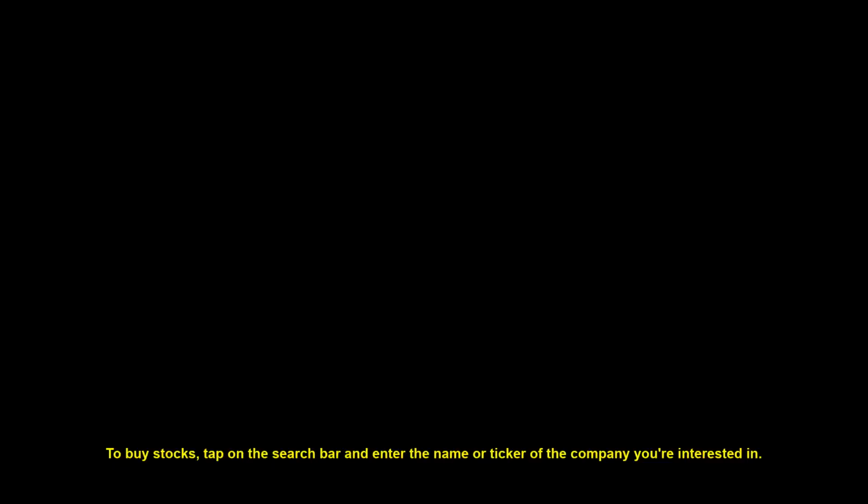To buy stocks, tap on the search bar and enter the name or ticker of the company you're interested in. Select the stock from the search results to view its details, including pricing and historical data. When ready to buy, tap the green Buy button on the stocks page.